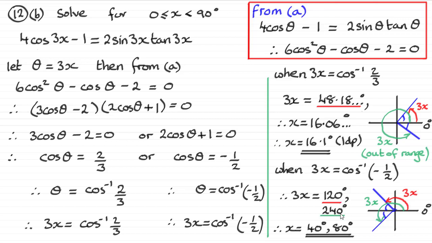And if you divide each of these two answers by 3, you end up with angles in the range 0 to 90 as being 40 degrees and 80 degrees. So there's our solutions, that one there, 16.1 degrees to 1 decimal place, and these two exact ones, 40 degrees and 80 degrees. Now if you're unsure of using the quadrant diagram, do check out my tutorials on these. Okay, so hope you've been able to follow that example if it caused you any problems.